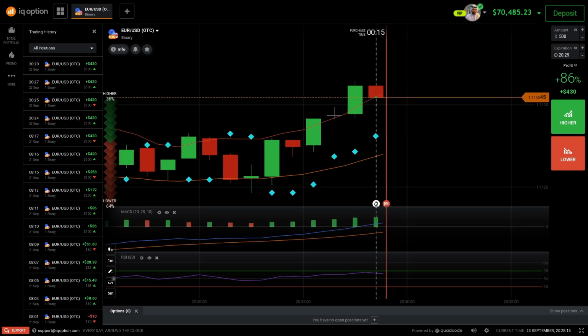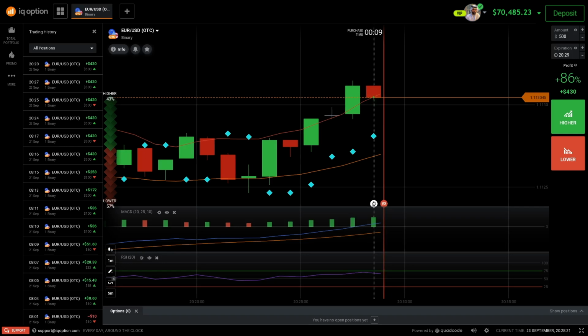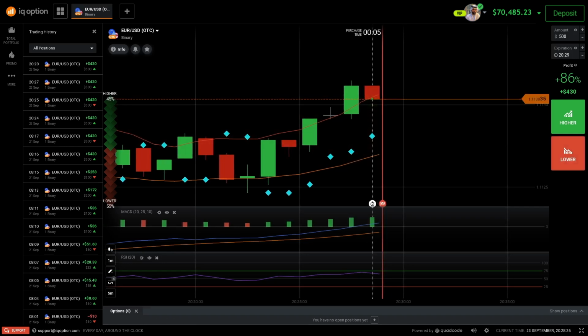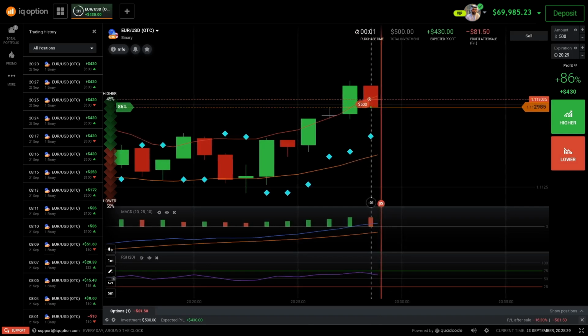So see, I guess now the market will flip and go down. We reverse. We see the reversal here. So we should go down. So a red candle is guaranteed here. A red candle is guaranteed.